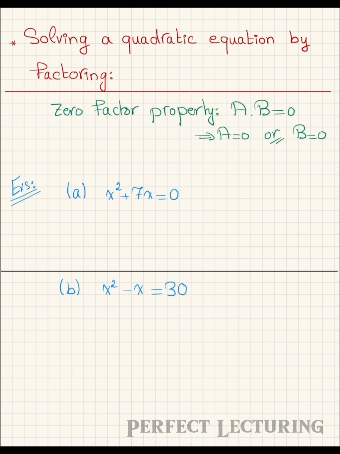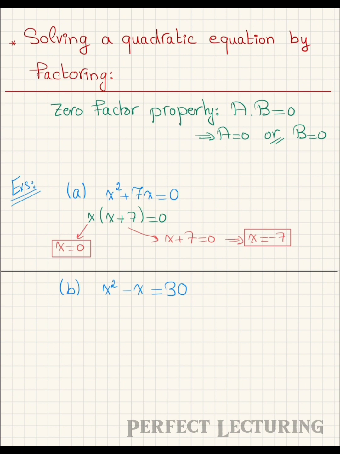So let's do an example. x squared plus 7x is equal to 0. I factor, which gives us x multiplied by (x plus 7) equal to 0. So either x is equal to 0, that's the first factor and the first solution, or x plus 7 is equal to 0, which means x is equal to negative 7, and that's the second solution.